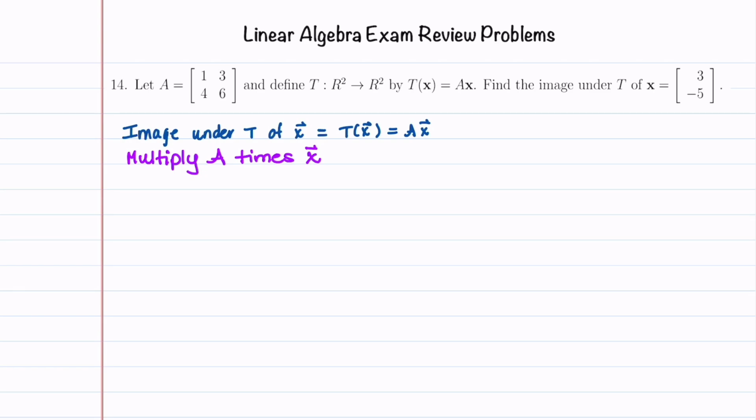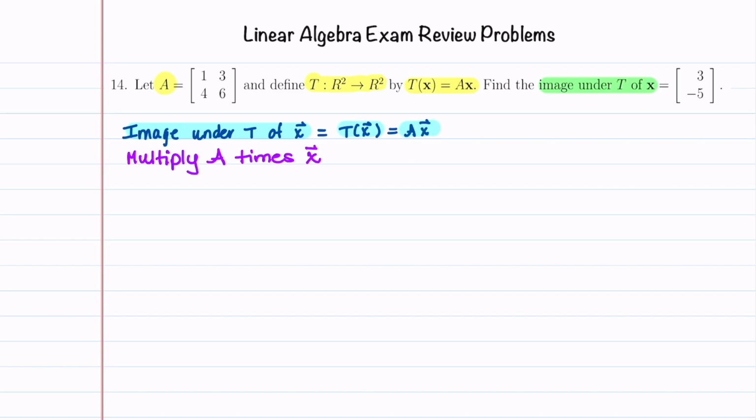Let's get started. In this problem, we're given a 2x2 matrix A, and we're given a transformation from R2 to R2 that's defined as T of X is equal to A times X. We're asked to find the image under T of X, and we're given that X is the vector (3, -5). The first thing that we need to understand is what it means when they say the image under T of X. The image under T of X is just defined as T of X or A times X.